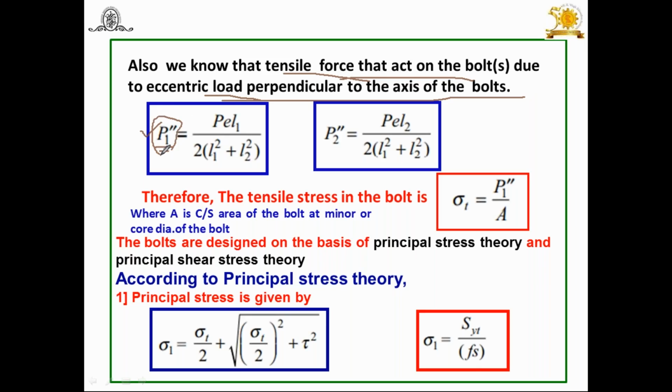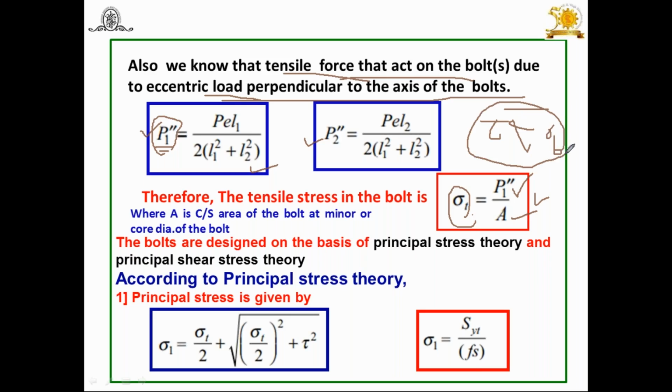Therefore, again consider P1 double dash is equal to P into L1 upon 2 in bracket L1 square plus L2 square. And this is for position 2. And again here, the position 1 that we have to consider. Therefore, find out tensile stress in the bolt. So I am going to consider P1 double dash upon A. A is the cross-sectional area I have told at the minor or core diameter of the bolt. So you can use this equation. Now, from the first equation, you will get tau. Second equation, you will get sigma T, tensile stress.